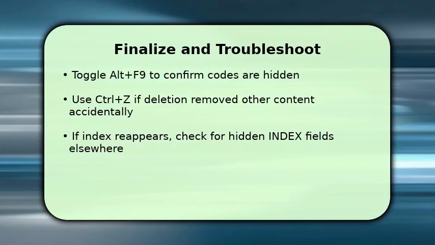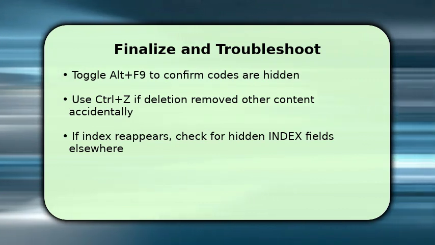Finish by confirming the index is gone and the document is intact. Toggle Alt+F9 to hide codes and inspect surrounding text. Save the file under a new name if satisfied.